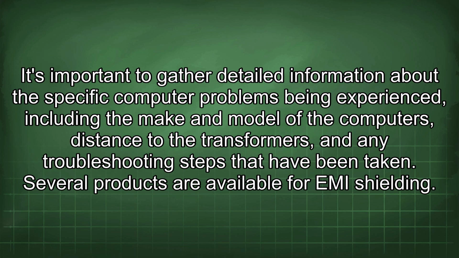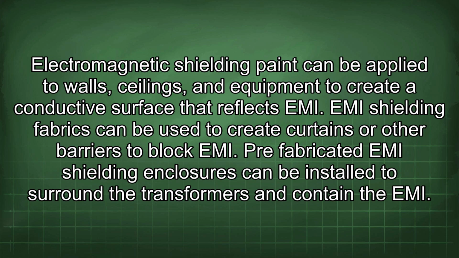Several products are available for EMI shielding. Electromagnetic shielding paint can be applied to walls, ceilings, and equipment to create a conductive surface that reflects EMI. EMI shielding fabrics can be used to create curtains or other barriers to block EMI. Prefabricated EMI shielding enclosures can be installed to surround the transformers and contain the EMI.